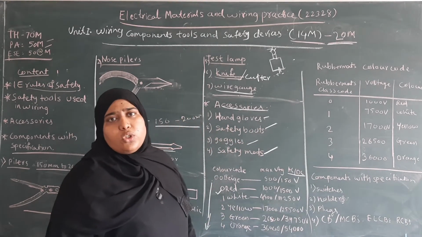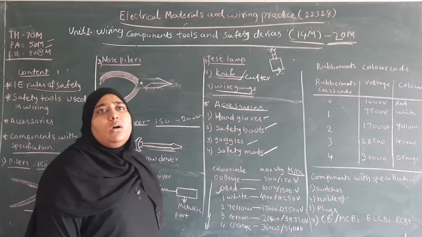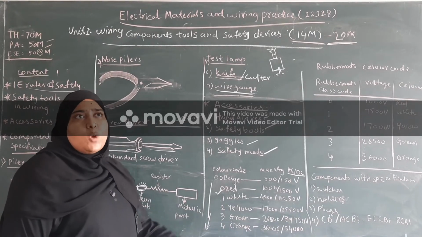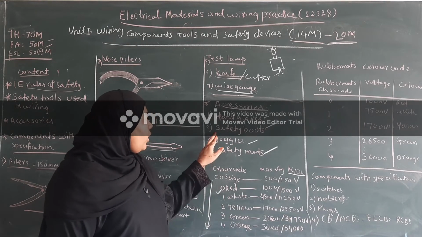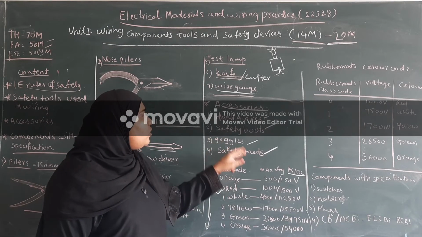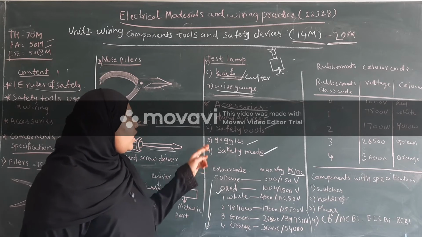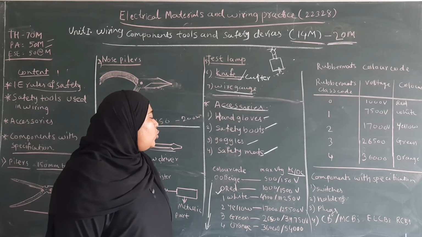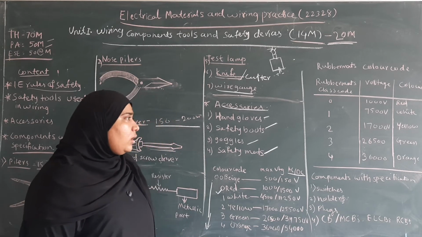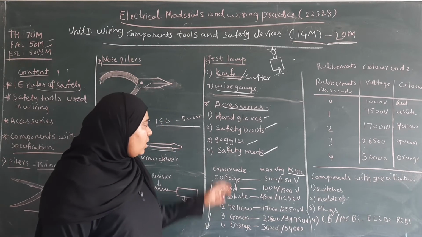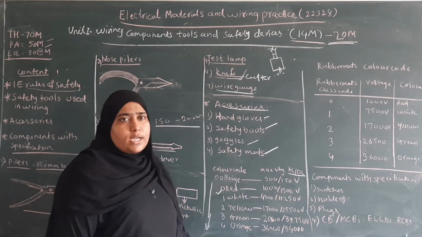Safety boots are used for the protection of the foot. If any falling object is put on your boots, at this time we have to use the safety boots. Safety boots are made of rubber, and steel boots are also used. Safety boots are used for the protection of the foot.